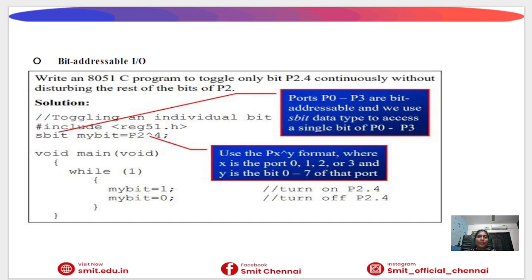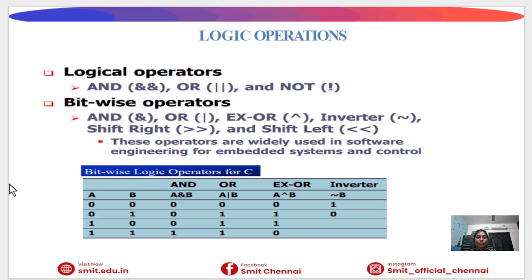The next one is bit addressable. Bit addressable means we can access ports P0 to P3 bit by bit, and we use the sbit data type to access a single bit of P0 to P3. So we use sbit because we have to turn on the LED of P2, and directly the LED will glow on P2. It directly accesses the special function register.